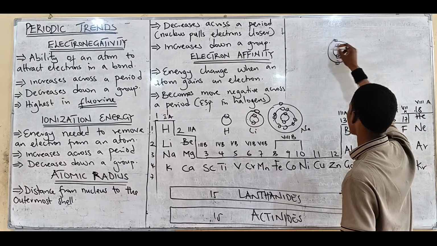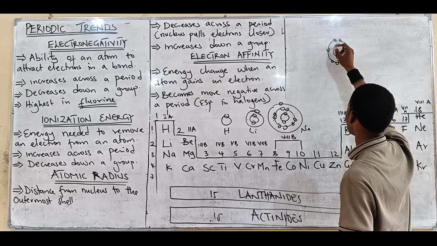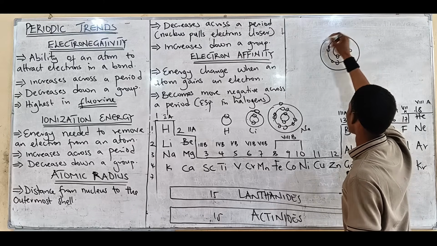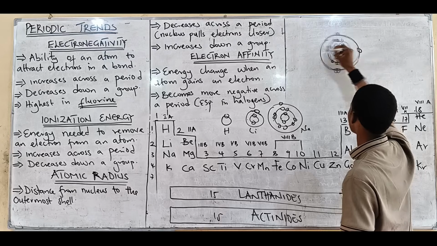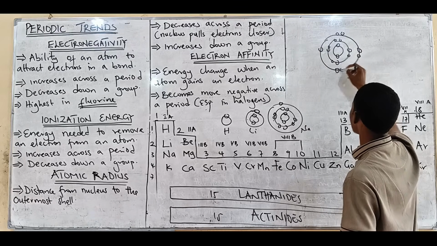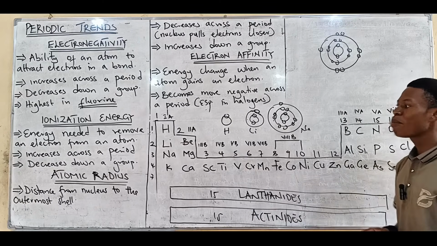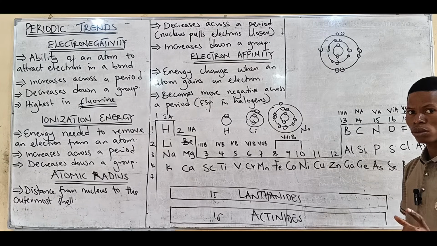Chlorine has atomic number of 17. This is the shell configuration. 17. Good. Now, remember the octet rule.